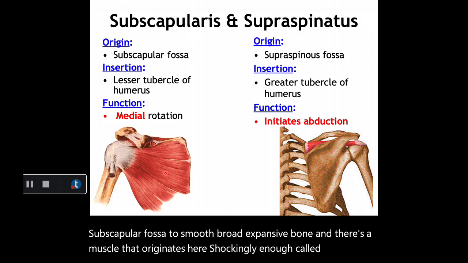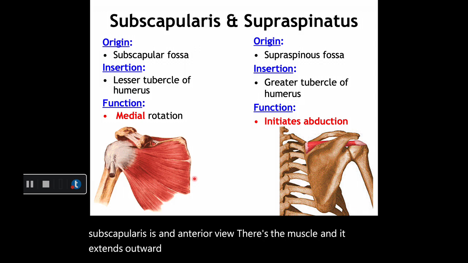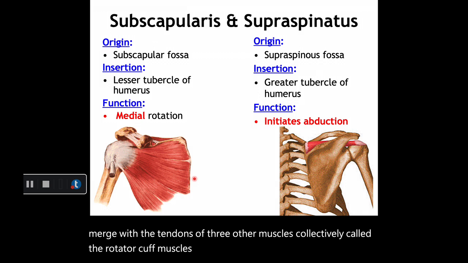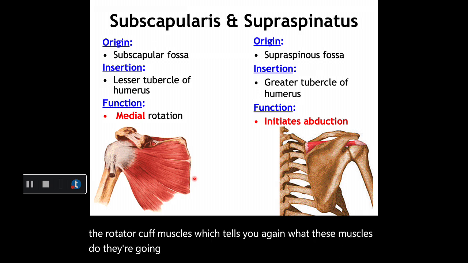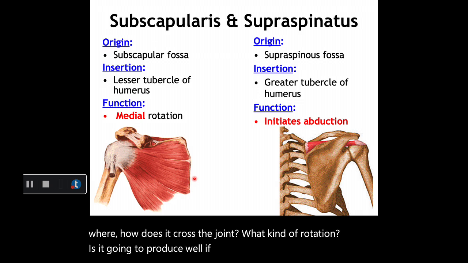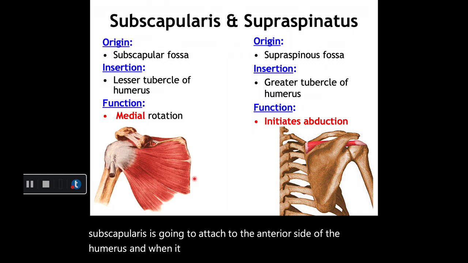Here's an anterior view. There's the muscle, and it extends outward, and the tendons of the subscapularis actually merge with the tendons of three other muscles, collectively called the rotator cuff muscles, which tells you, again, what these muscles do. They're going to rotate, right? But again, it all depends on where. How does it cross the joint? What kind of rotation is it going to produce? Well, if it's crossing on the underside, the subscapularis is going to attach to the anterior side of the humerus, and when it contracts, it's going to medially rotate that humerus at the shoulder joint.